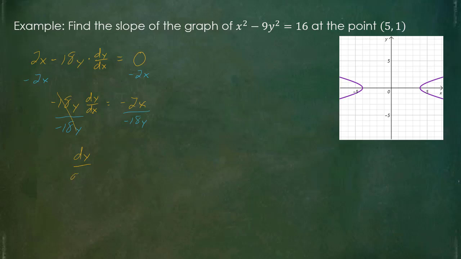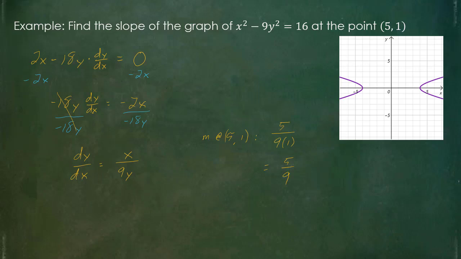We've got dy over dx now by itself being equal to, and if I reduce this, looks like 2 would go into both numbers. I'd end up with a positive x over a positive 9y. And so now I should be able to plug in the point that they gave us. So the slope at 5, 1 is going to be equivalent to, if I plug in 5 everywhere I see x and 1 everywhere I see y, a 5 over a 9 times a 1, which really is just 5/9.